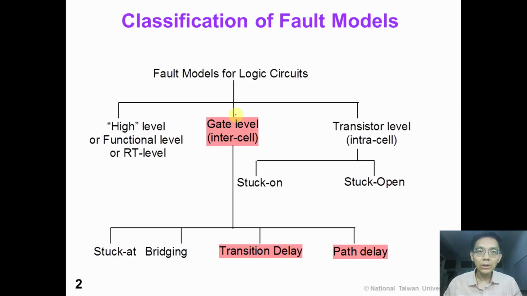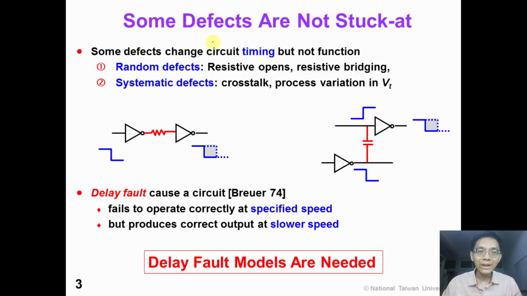In this fault model classification tree, we will continue with the gate level or intra-cell fault model. There are two popular delay fault models, the transition delay fault and the path delay fault. In advanced technologies, some defect behavior is not like a stuck-at fault. The defect can change the circuit timing, but it may not change the functionality.